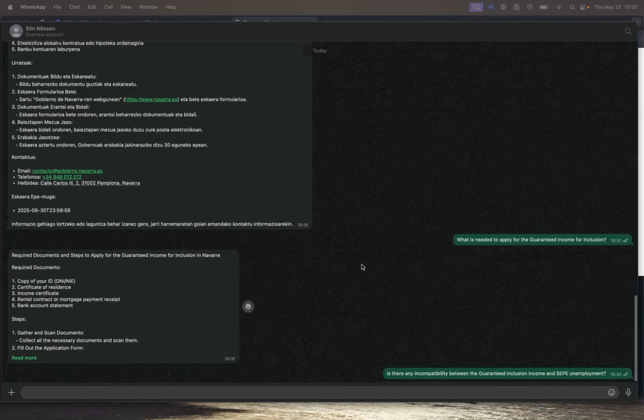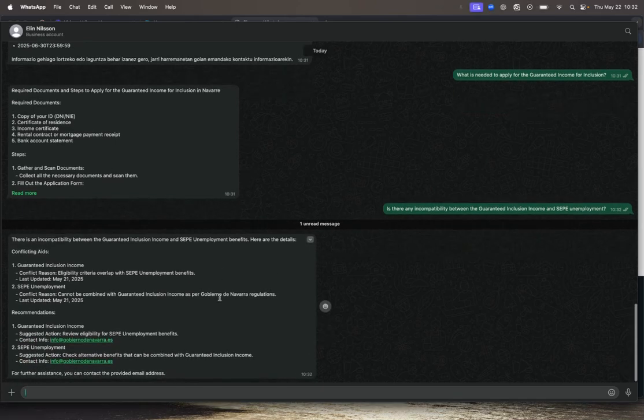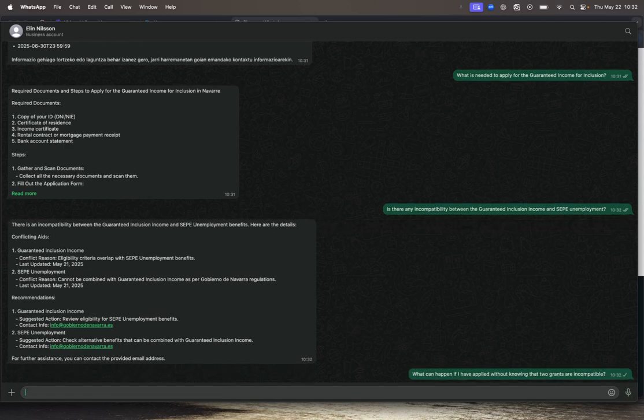Let's see what the agent answers us. This could be a really tricky one to know, like, am I allowed to apply for this if I already have this? But the agent will have all this information and can reply so quickly for us. That saves us so much time, and we can be less stressed, if you're a stressed person as I am. So what can happen if I apply without knowing that two grants are incompatible?